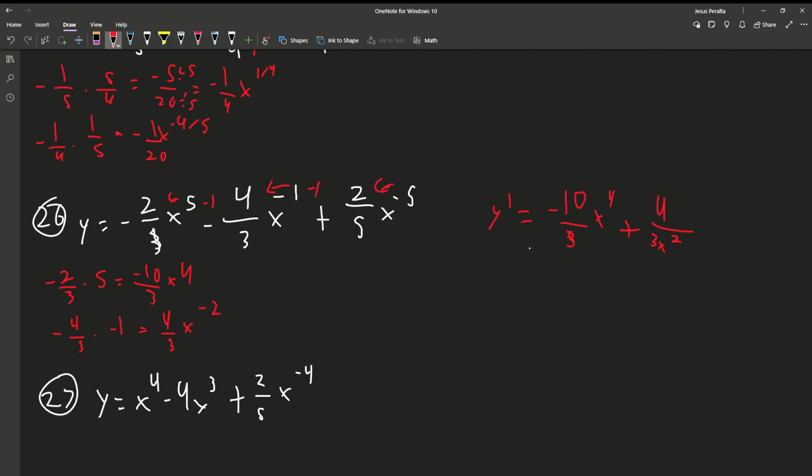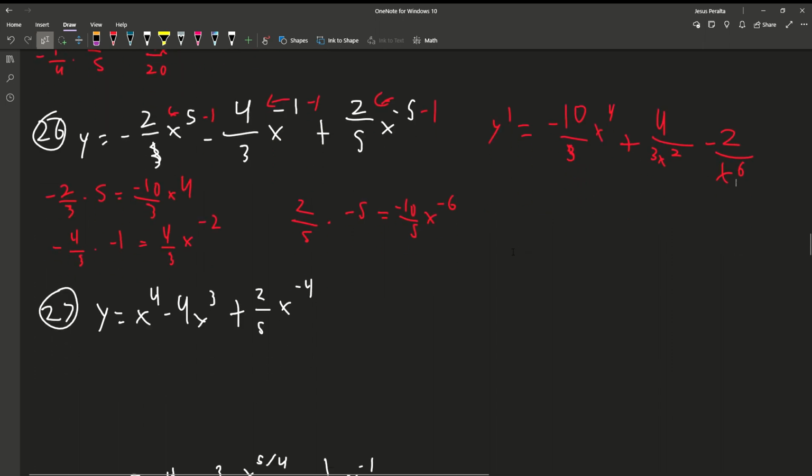Multiply by -5 right here. 2 over 5 times -5 is -10 over 5. And then x and then minus 1 to the power of -6. -10 over 5, that simplifies to 2 because 10 divided by 5 is 2. But since 10 is negative, it's going to be -2. And then x goes to the bottom. Just like that. See if I got that right. Yeah.